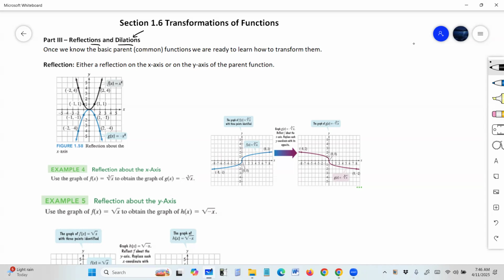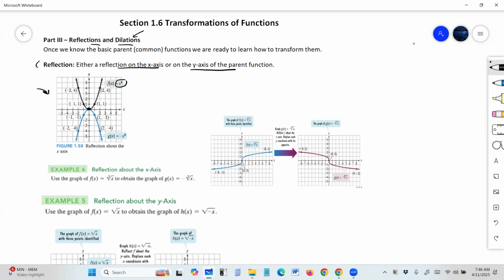So we begin with the reflection. So there's two types of reflections. Again, we can only do these transformations once we know how to graph the common functions that we've covered in the first part of the video. Okay, so there are two types of reflections, a reflection on the x-axis and a reflection on the y-axis. So let's take a look here. And again, your textbook correctly uses the quadratic function, which is the easiest one to observe.